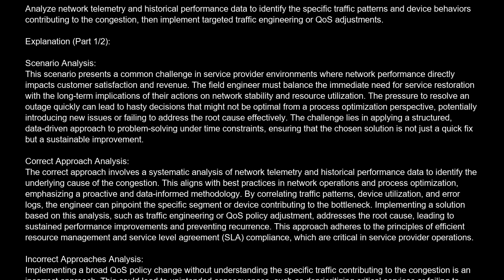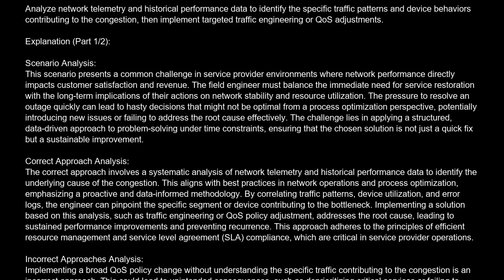Correct approach analysis. The correct approach involves a systematic analysis of network telemetry and historical performance data to identify the underlying cause of the congestion. This aligns with best practices in network operations and process optimization, emphasizing a proactive and data-informed methodology.